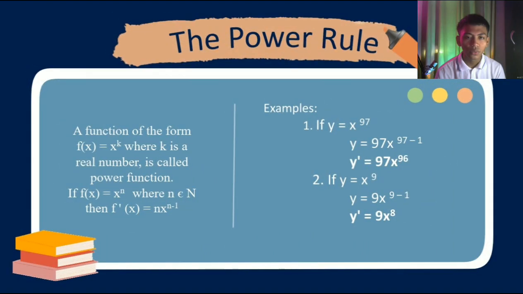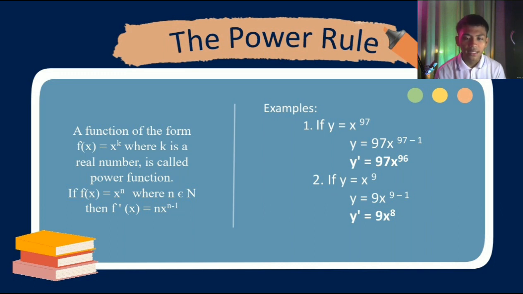Rule number 2, which is the power rule. A function of the form f of x is equal to x raised to k, where k is a real number, is called a power function. And now let's give an example. If y is equal to x raised to 97, the derivative of y is equal to 97 x raised to 97 minus 1, which is 97 x raised to 96.